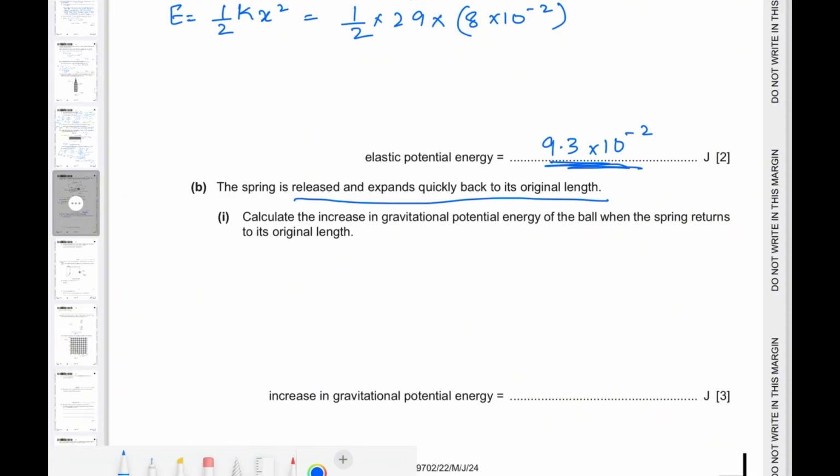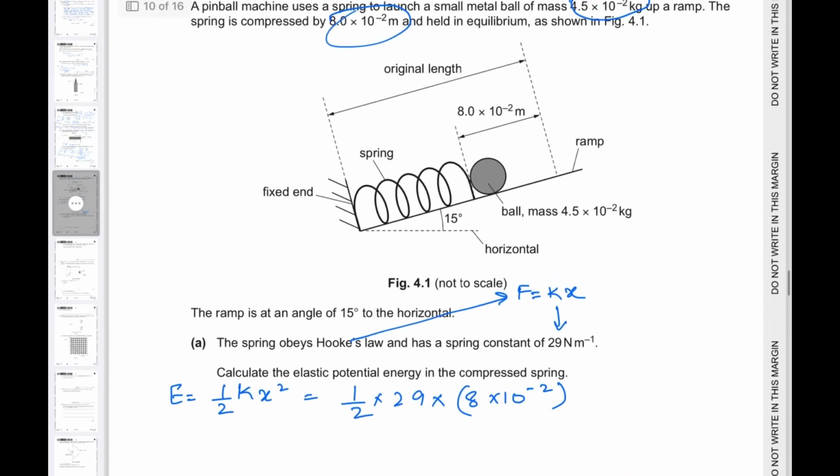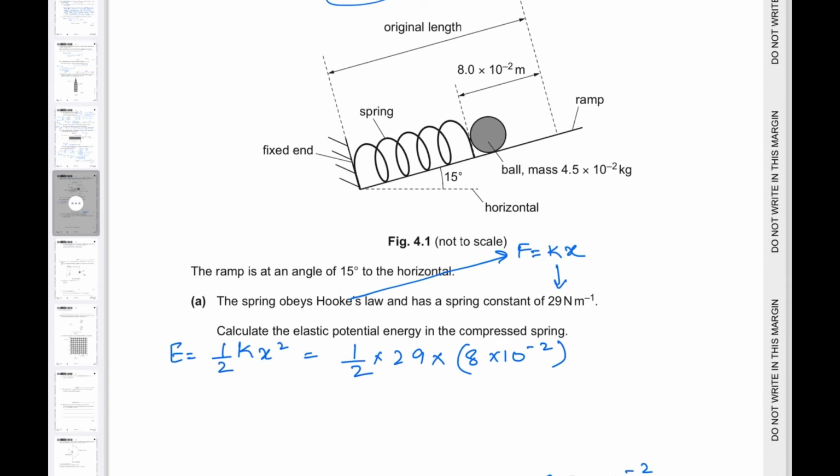1. Calculate the increase in gravitational potential energy of the ball when the spring returns to its original length. The change in gravitational potential energy of the ball will be due to the height that it gains, or due to the vertical distance that it travels when it moves through this distance of 8 times 10 raised to negative 2 meters. So you are given the slanted distance as well as the angle of this distance from the horizontal. To find the change in gravitational potential energy, you need to know the change in height.